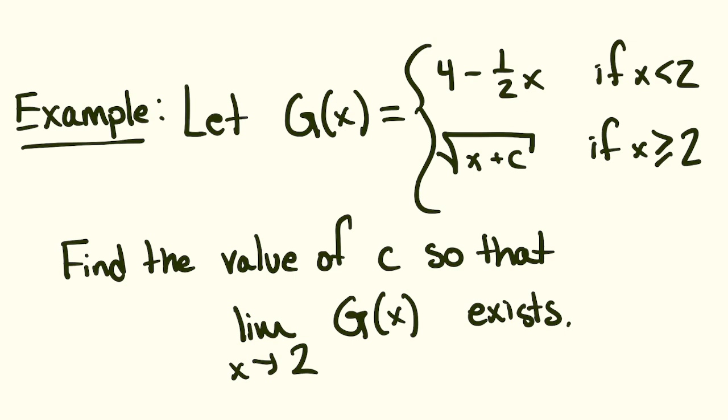In this problem, we have a piecewise function, and we want to find the value of c, and we'll notice c is tucked into our function right here, so that the limit exists as x goes to 2 of this particular function. All right, so we'll notice that everything is broken up right around 2. So in order for the limit to exist at 2, we need to make sure that these two pieces of the function stitch together very nicely.